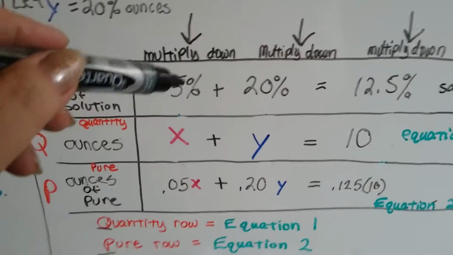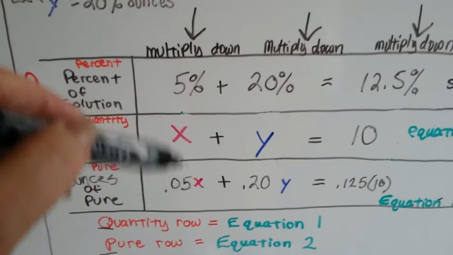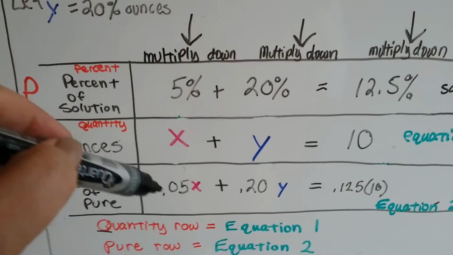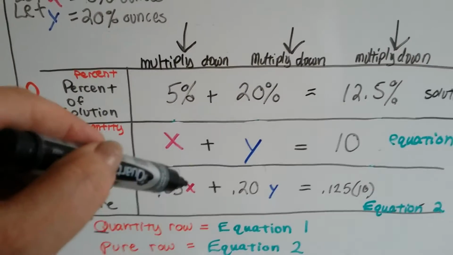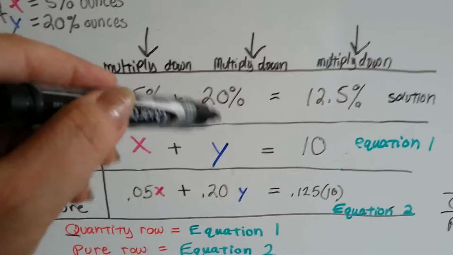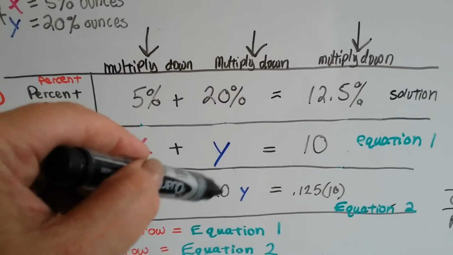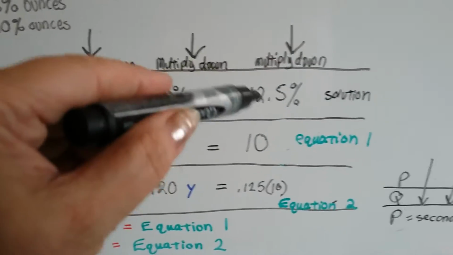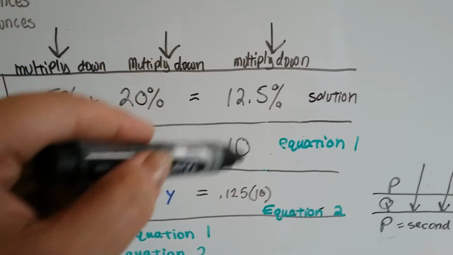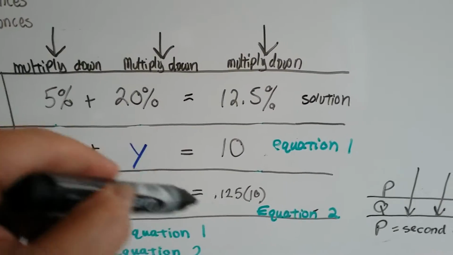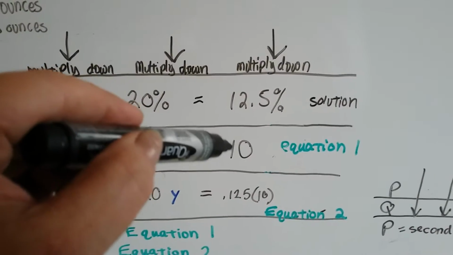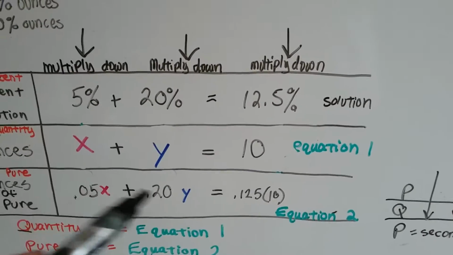All right? So let's take a look at this. 5 times x would be 5x, but because it's a percentage, we write it as 0.05, so we have 0.05x. 20 times y is 20y, but because it's a percentage, we write 0.20, so we have 0.20y. And 12.5% is actually 0.125, so we have 0.125 times 10, and that's our second equation.